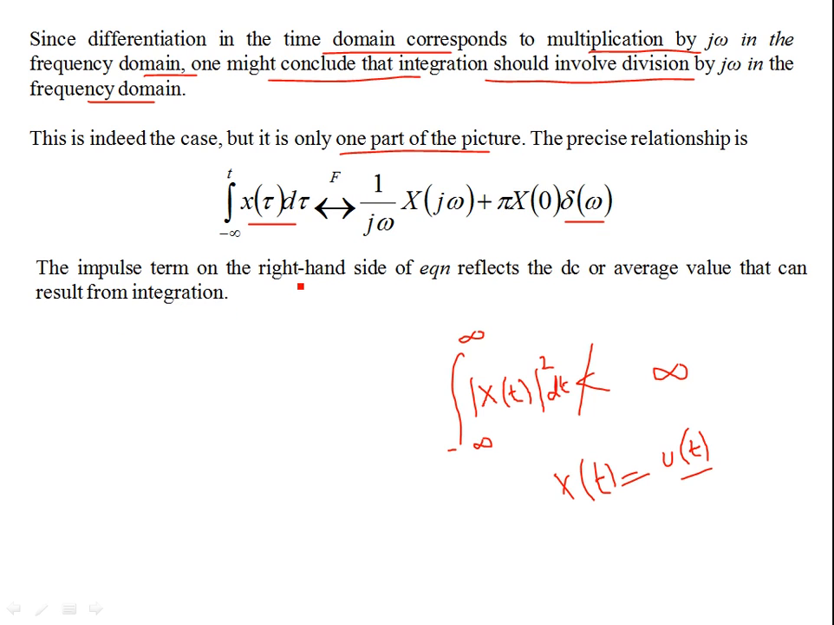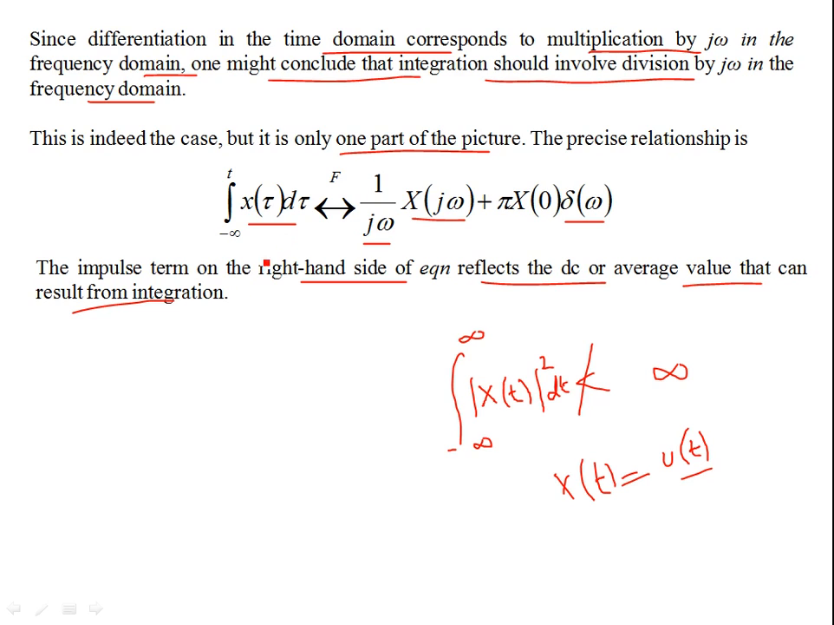So the impulse on the right hand side of the equation reflects the DC or the average value that can result from the integration. So it's not only 1 over j omega times X(j omega) like we had in differentiation. In integration, you will have the multiplication by 1 over j omega and then a delta function.